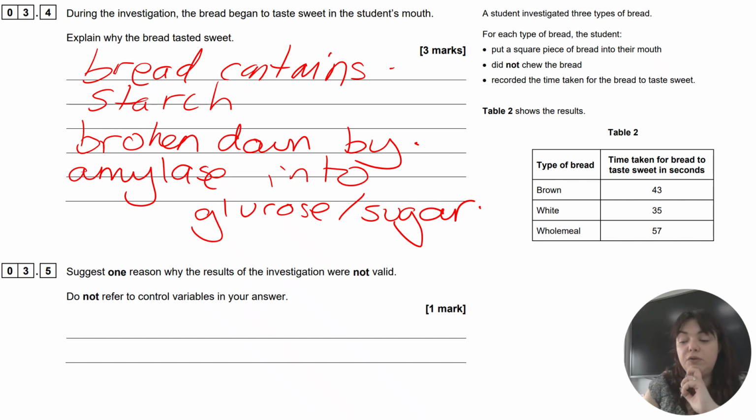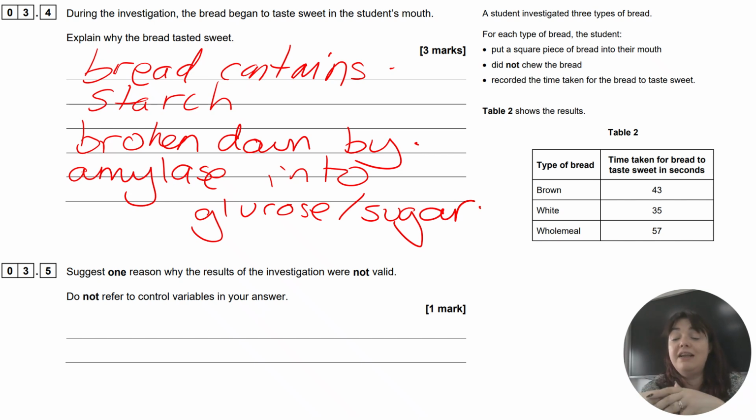Suggest one reason why the results in this investigation were not valid. Do not refer to control variables. So I don't want to see anybody mentioning anything to do with the bread not being the same size, etc., because we don't know that, because it's not there. So we're going to assume that there are different reasons why this is not valid. And the first one that I would always go for, as with any kind of practical or experimental data, is there are no repeats. So we've got no repeats by the same or different students.